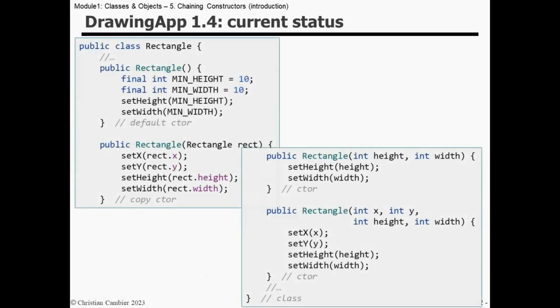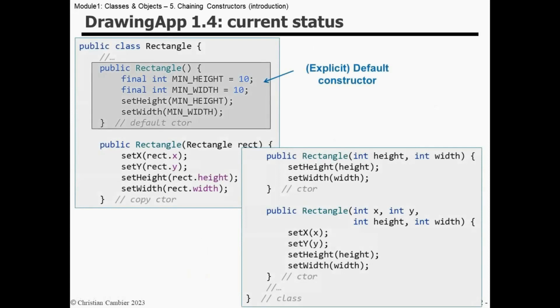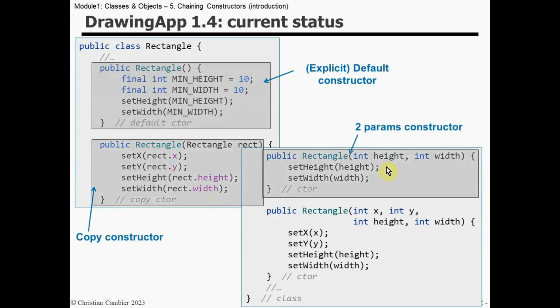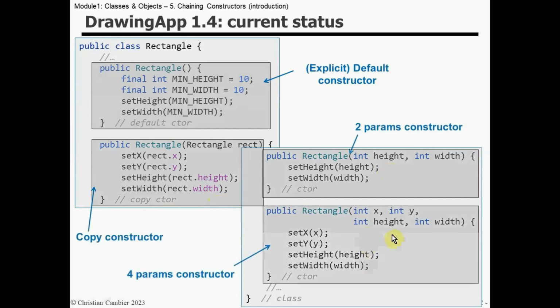What is the current status in the latest version? This is a rectangle class displaying the 4 constructors as implemented in the hands-on video. So we have an explicitly defined default constructor. We implemented a copy constructor, a constructor with 2 parameters, and a 4 parameters constructor. Each constructor calls the necessary setters. And everything worked just fine.